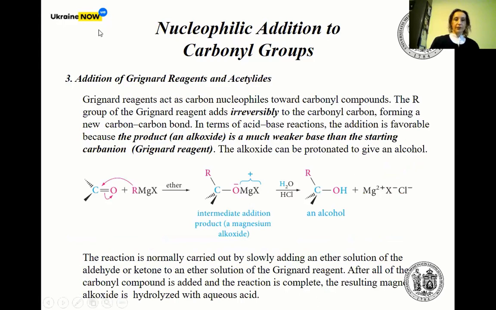This reaction is familiar to you. It is the reaction with Grignard reagents. But I propose to make a break and then we continue with the next part.